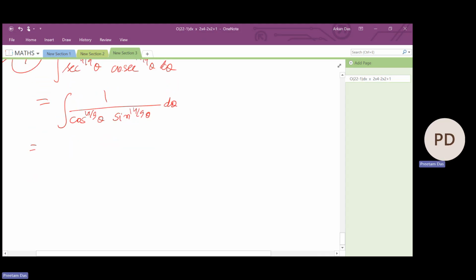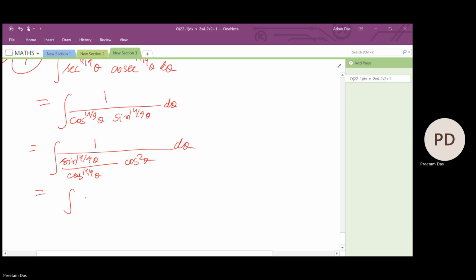Now we have to introduce sec square in the numerator. How to introduce that? For that, we have to introduce cos square in the denominator. So how can I simplify this? Let us write this sine 14 by 9 theta, and here also let us write cos 14 over 9 theta. To balance, you have to multiply also. That and this cos 4 by 9 will add to become cos 18 by 9, which means cos square theta d theta. So it becomes sec square theta d theta divided by tan 14 over 9 theta.